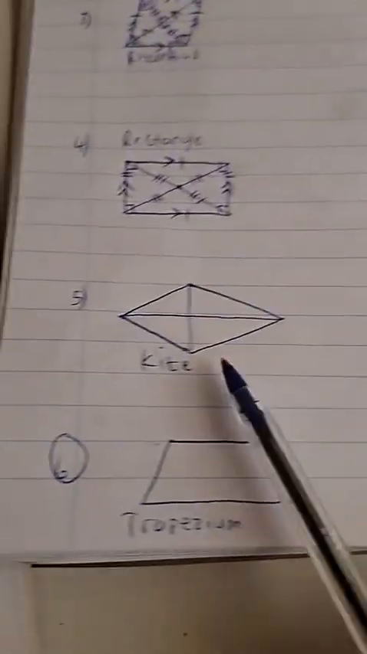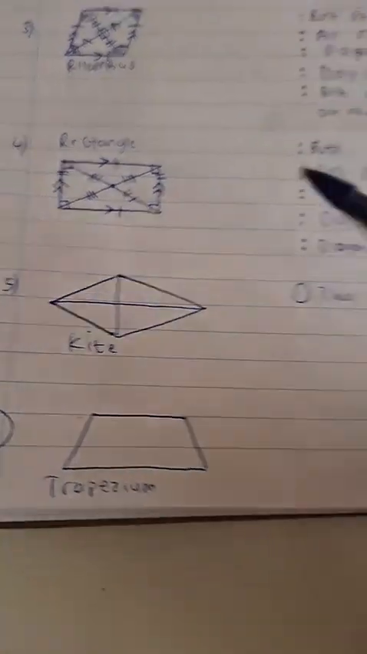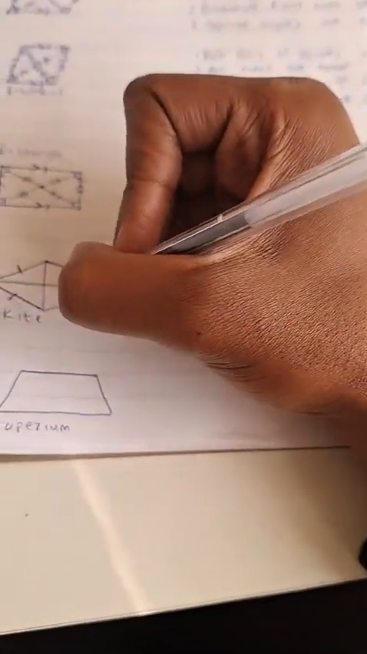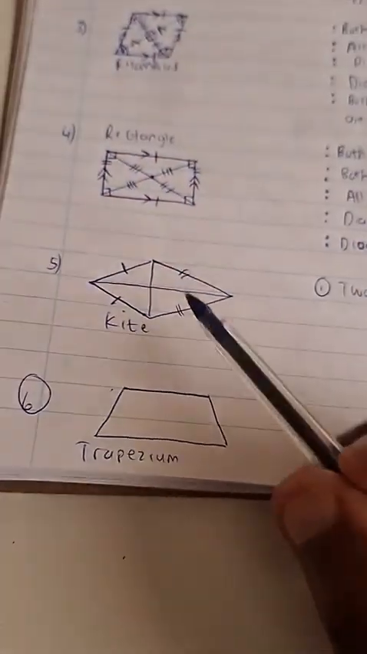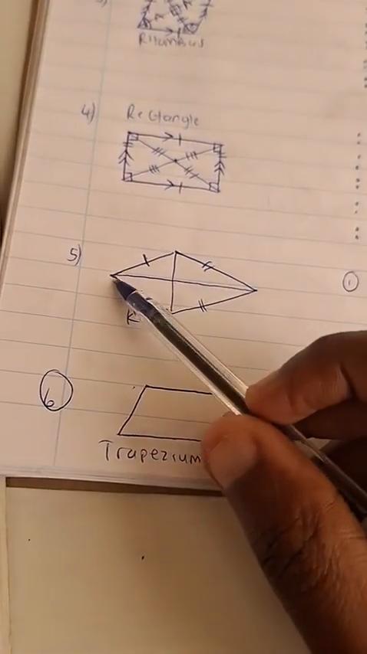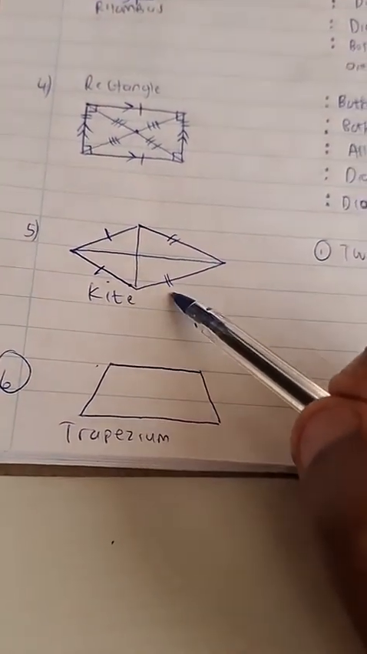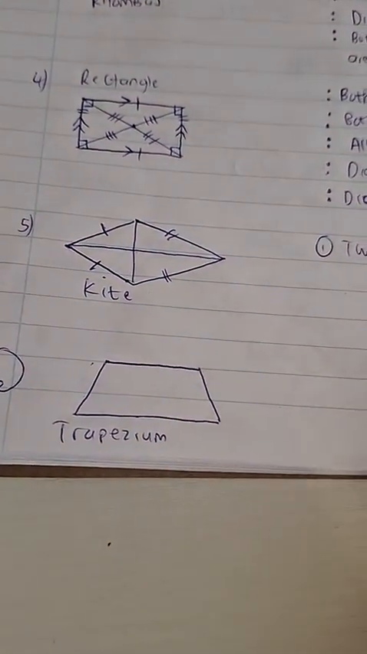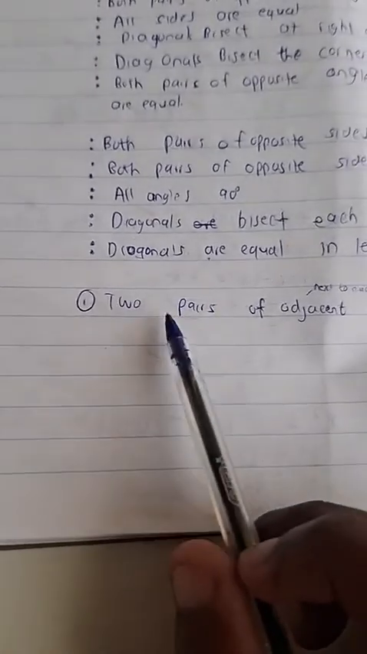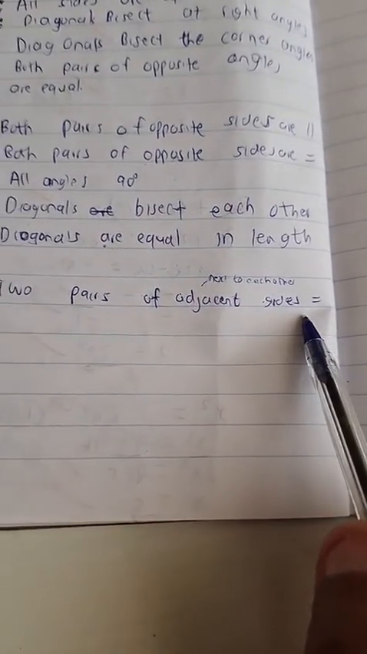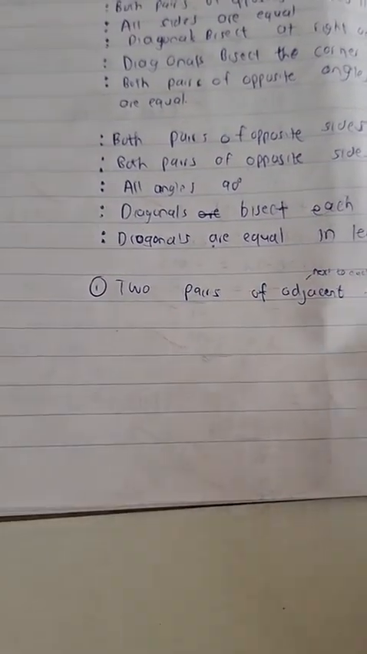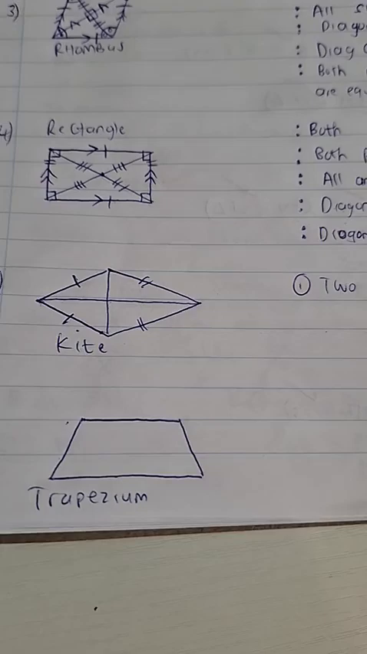are equal for a kite. What do we mean by that? This side is equal to this side. Then this side is equal to this side. This side is next to this one. That's what we mean by adjacent. So this one is equal to this one, and this one is equal to this one. That's what we mean by 2 pairs of adjacent sides equal in length, if you want to extend it even further. Can I move on to the next property?